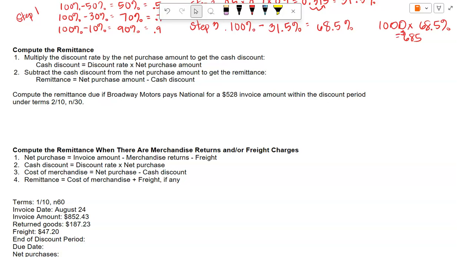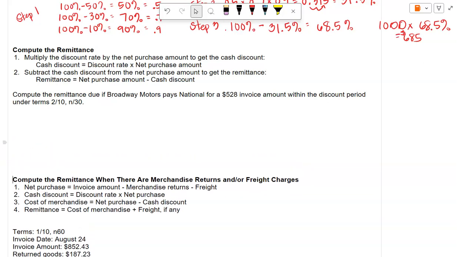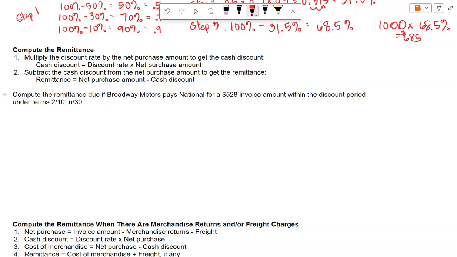Okay, and so here we're going to get into terms of sale. And our terms are always separated into two sections. Here you have a 2/10 and then an N30. So I'm going to write this on the side, and I'm also going to make this a little bit larger. So the first numbers, 2/10, the first number will always stand for the percent discount.